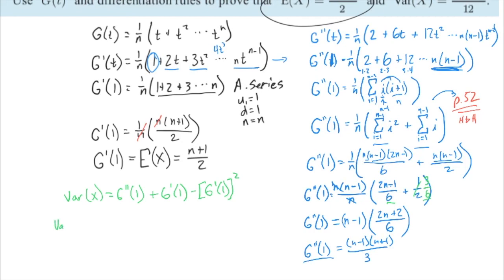So we've got the variance of x is equal to g double prime of 1, so n minus 1, n plus 1, all over 3, plus g prime of 1, which we found was n plus 1 over 2, minus g prime of 1, which is n plus 1 over 2 squared. We've already proven that. From here, I'm going to let you go through the mathematics, find a common denominator, put things together, combine like terms, whatever you need to do at that point. You should be able to end up getting the final answer of variance of x equals n squared minus 1 over 12.